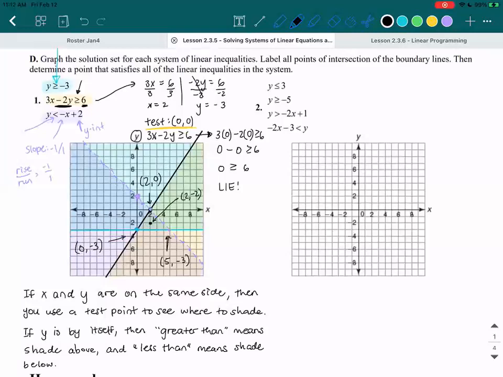So for number 2, we have y is less than or equal to 3, y is greater than or equal to -5, y is greater than -2x plus 1, and -2x minus 3 is less than y. So this one's actually in reverse order, so I'm going to rewrite this. Y is greater than -2x minus 3. So I want to have y first. Otherwise, what I said over here doesn't apply unless y is first. So y has to be on the left side of the equation.